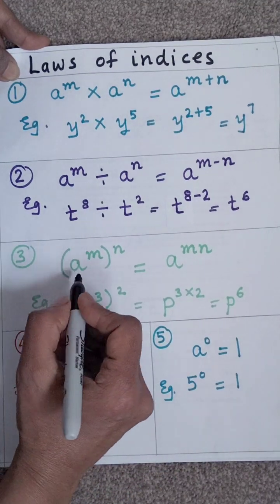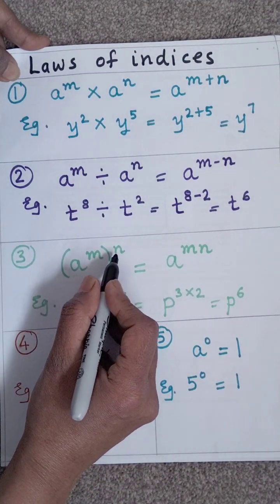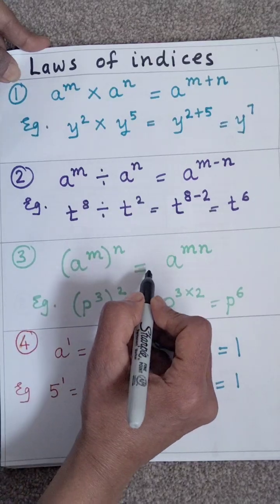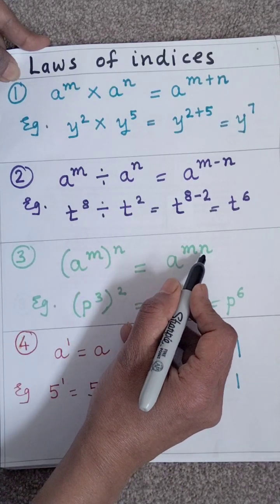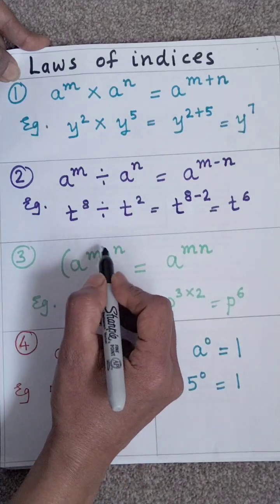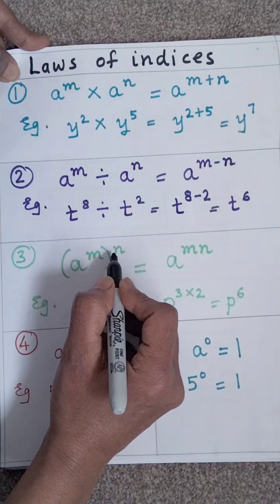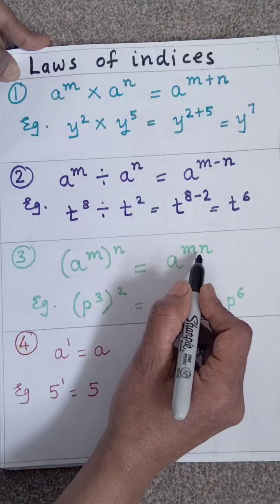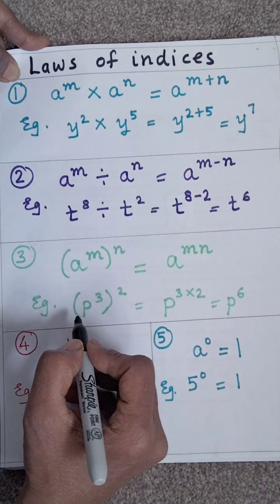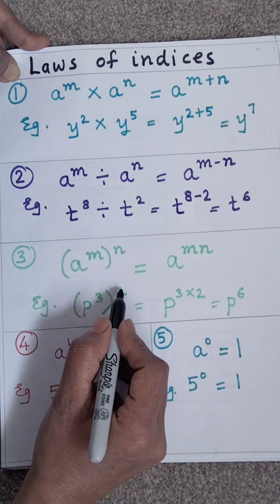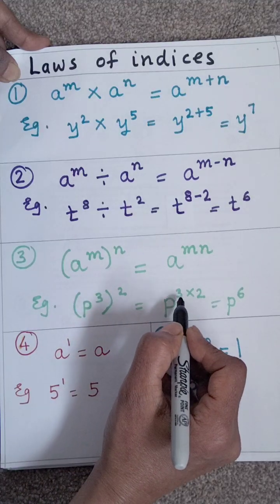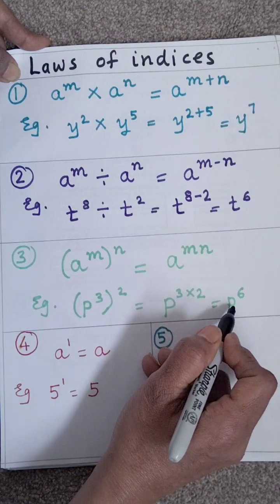The third law, a raised to m, all raised to n, is equal to a raised to m times n. There is a bracket here, so we multiply m and n, so it is equal to a raised to mn. Example, p raised to 3, all squared, is equal to p raised to 3 times 2, which is p raised to 6.